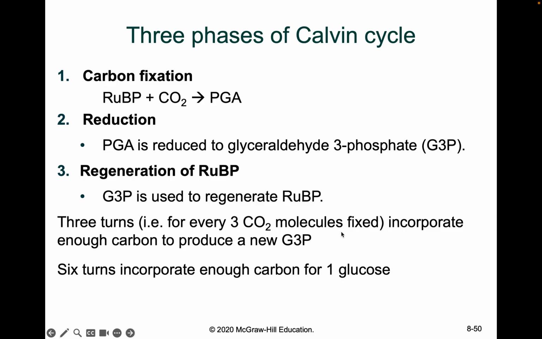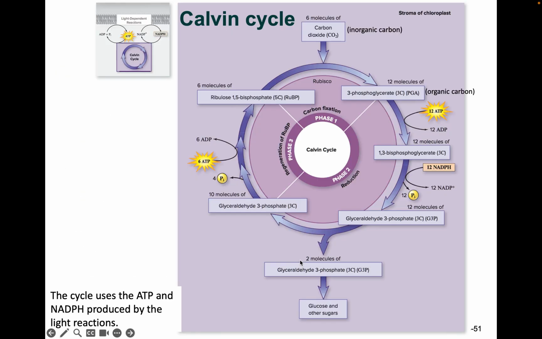Because think about this. G3P is three carbons. So glucose is six carbons. So if every three carbon dioxides gives you one new G3P, that means that we need to actually do six turns. Because glucose is six carbons, so we need two G3Ps. So we're going to go into much more detail about this.